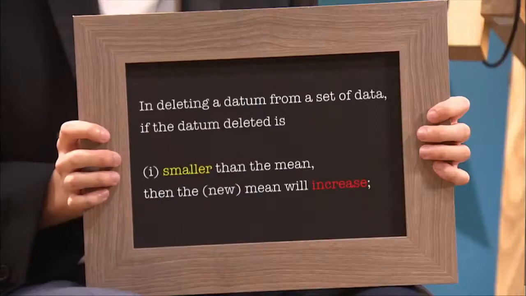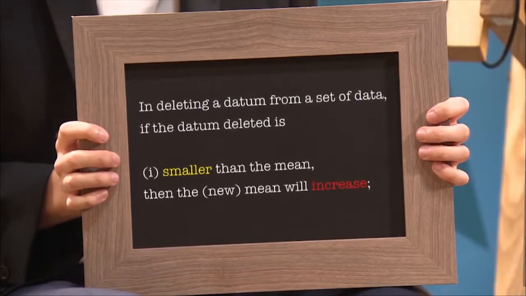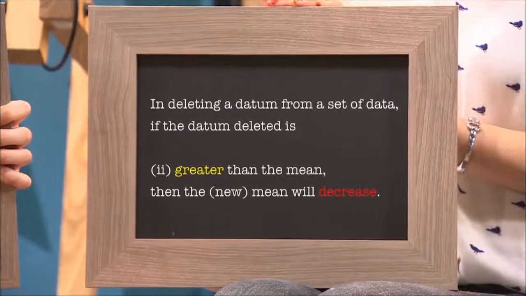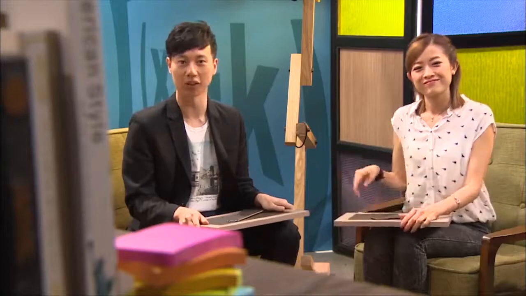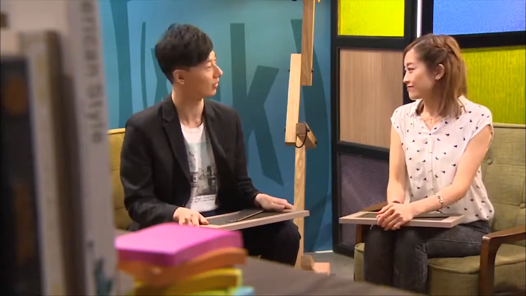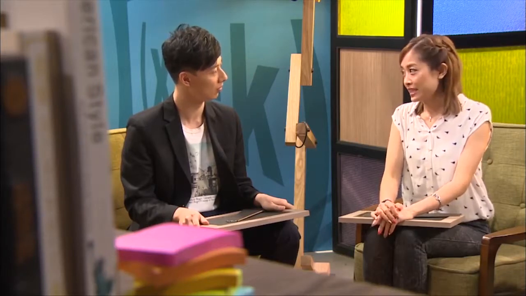The conclusion is, when a datum is deleted from a set of data, if this datum is smaller than the mean, the new mean will increase. On the other hand, if this datum is greater than the mean, the new mean will decrease. What about the effect on the median if a datum is deleted? First, let's look at the effect on the median when the deleted datum is smaller than the median.